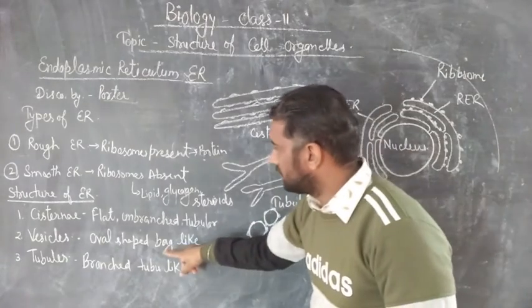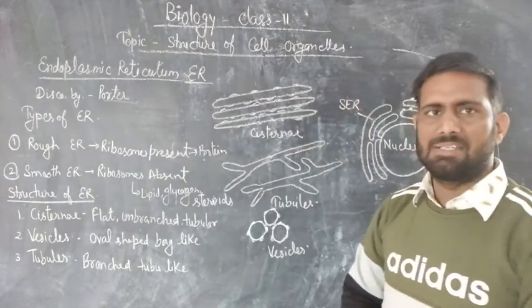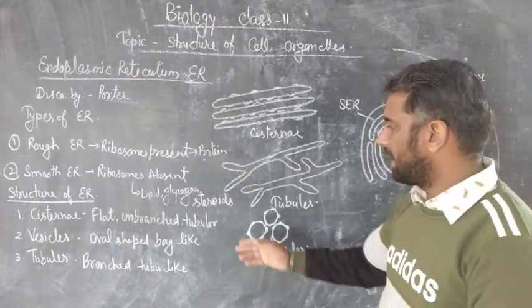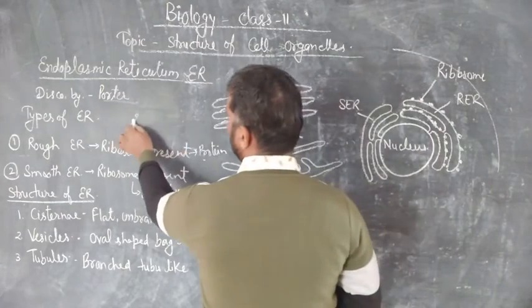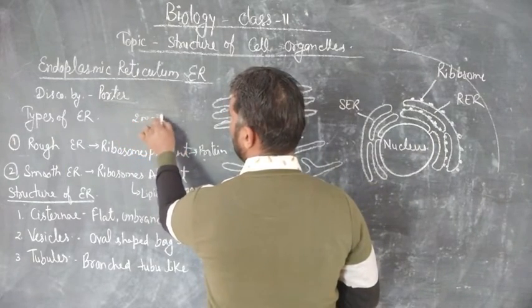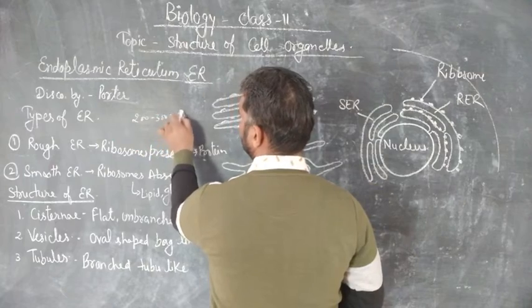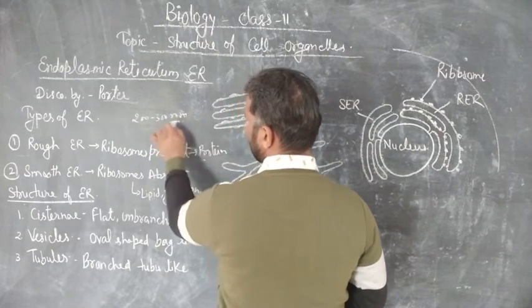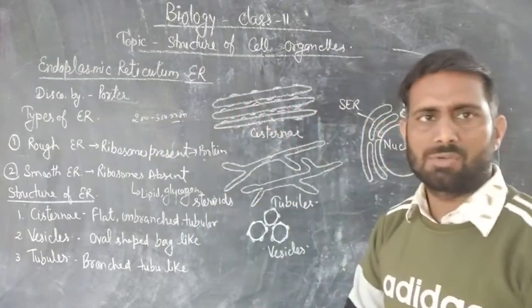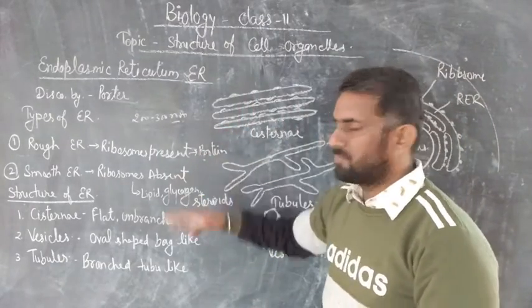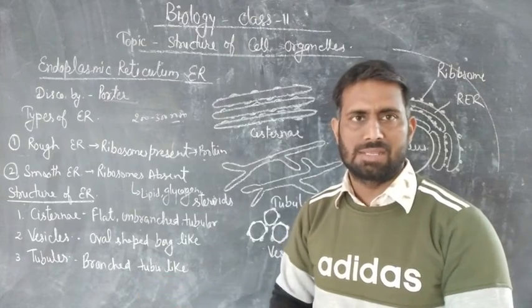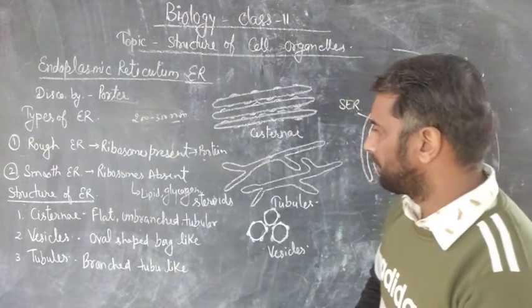Now the second structure is vesicle. Vesicle is an oval shaped and bag-like structure. Their diameter is 200 to 300 nanometer, and they are found surrounding the cisternae and tubules.